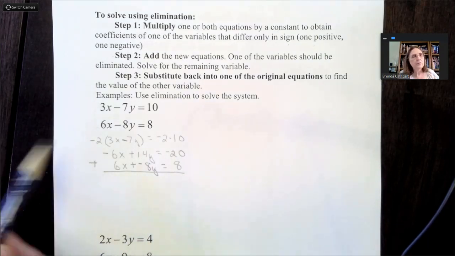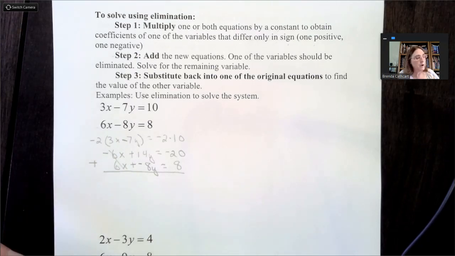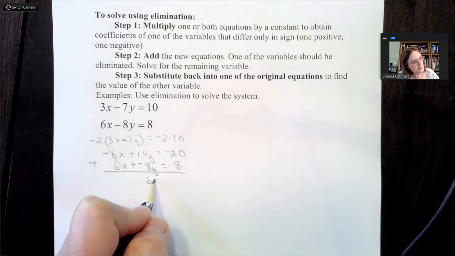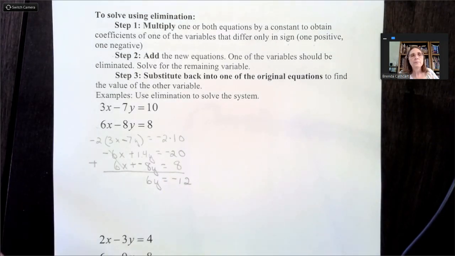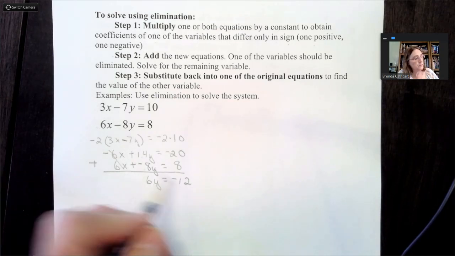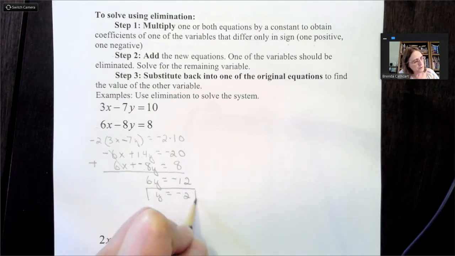So let's write our second equation below this transformed equation. And when we add those together, our negative 6x plus 6x add to 0. Our 14y plus negative 8y is 6y. And negative 20 plus 8 is negative 12. Now we have a very simple one-step equation to solve. Divide both sides by 6, and y is equal to -2.